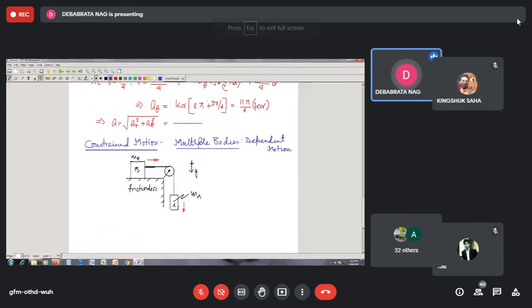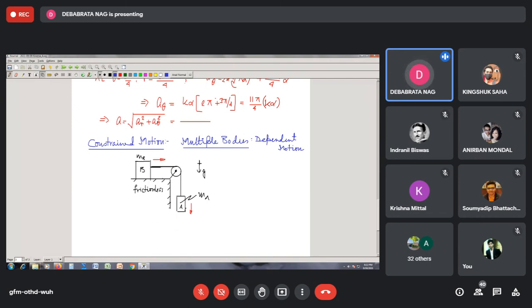Now we will be doing it by two methods. Today I will show you the first method, and in the next class we will show you the second method. The first method is by recognizing the fact that the total length of the string attached to the system is constant, because the string is neither gaining any new length, nor losing any length. So therefore we use this concept. That means the crux of this constrained motion is the constancy of the string length.